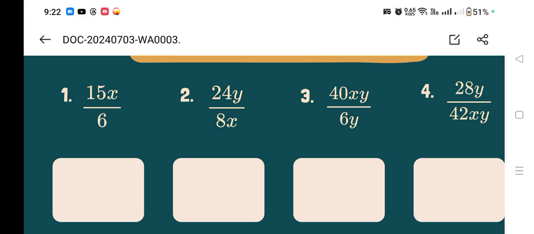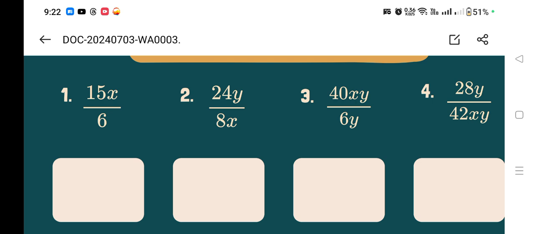So I will explain each question. 15x by 6. Here if you see, 15 and 6 have something in common, that is 3: 3 2s are 6 and 3 5s are 15. So our answer will be 5x by 2.